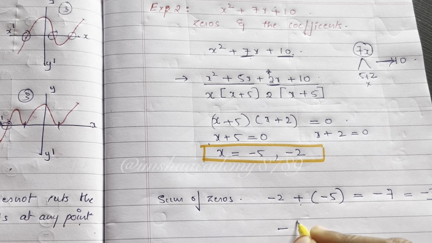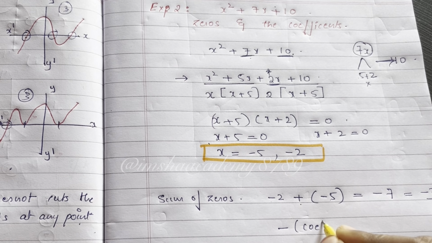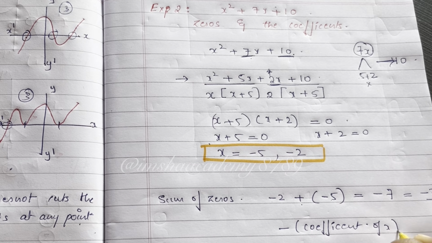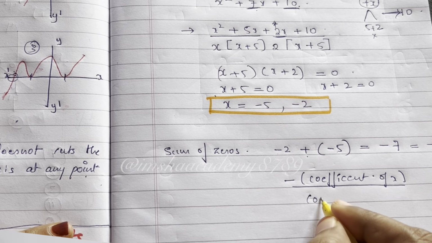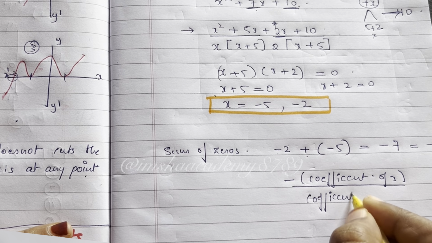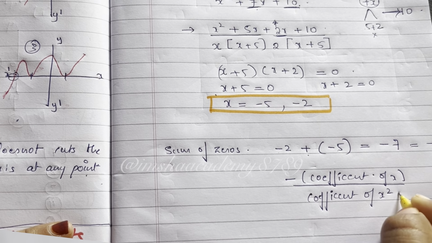So minus coefficient of x divided by coefficient of x square.